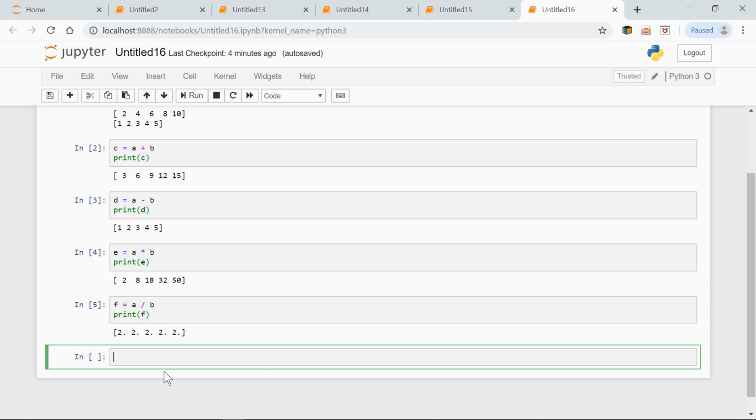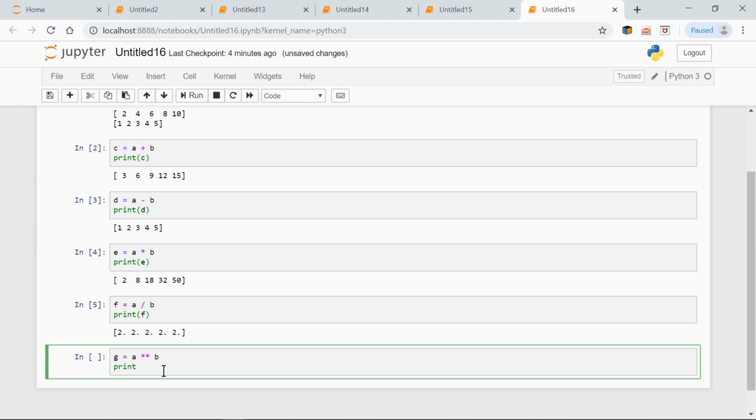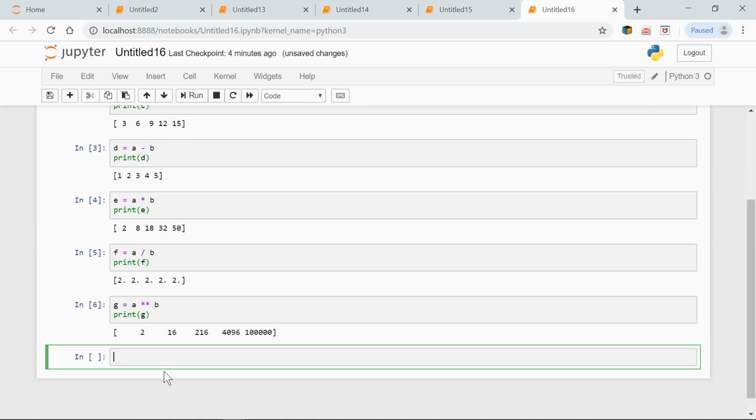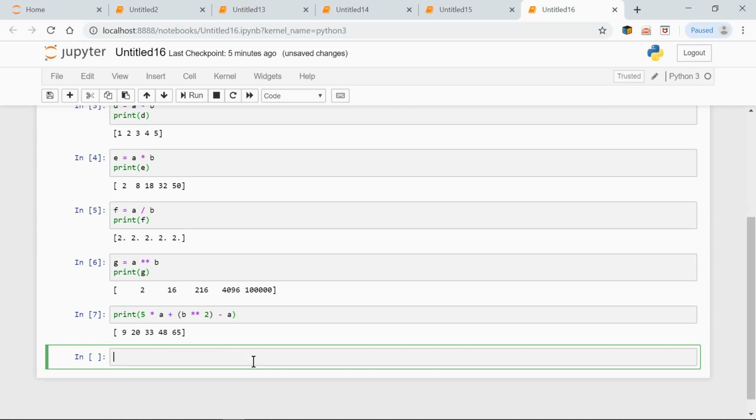How about exponentiation? G equals A to the power of B. Print G. Here's the result. We can also make complex expressions with both arrays and scalars. Have a look. Print 5 times A plus B to the power of 2 minus A. The result of this is the following array.